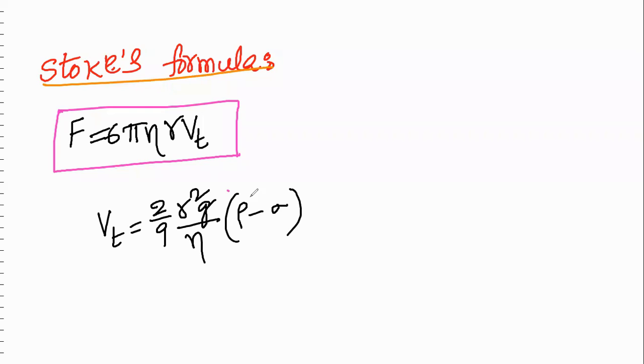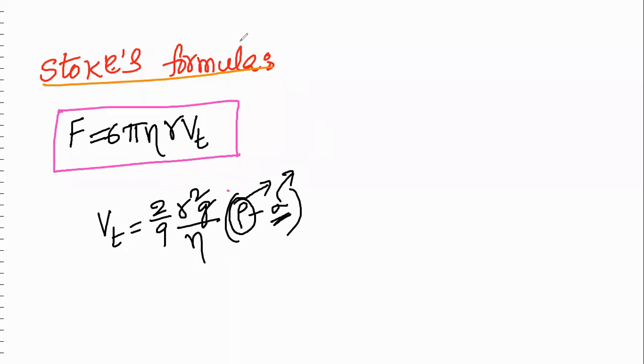Then terminal velocity, v_t. Let us suppose raindrops are falling. The terminal velocity v_t is equal to 2 by 9, r square g divided by eta, into rho minus sigma, where rho is the density of the body and sigma is the density of the fluid.